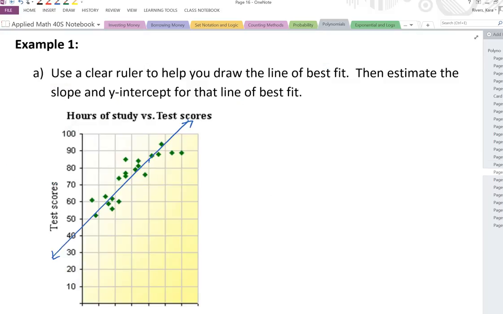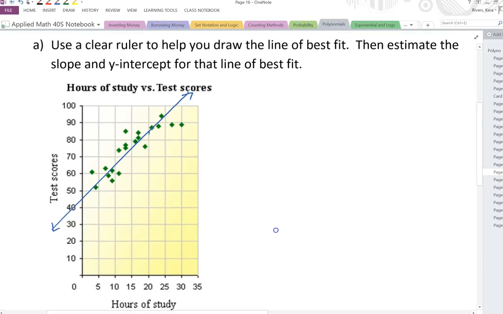In example one, it says use a clear ruler to help you draw the line of best fit. Then estimate the slope and y-intercept for that line of best fit. When you're drawing a line of best fit, often a lot of students make sure it goes through the zero point, but that's not always the case. When you're drawing a line of best fit, it's the average of all of the points drawn there. We're getting the general trend of what's going on.